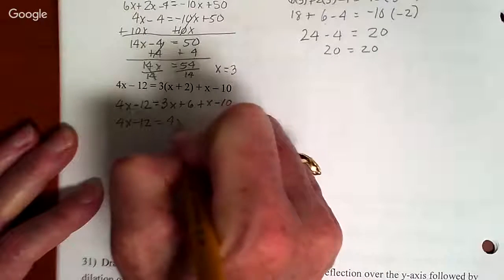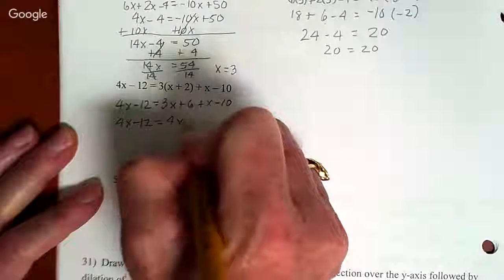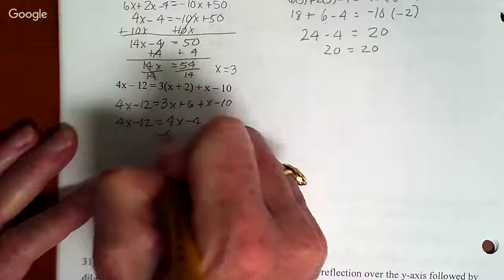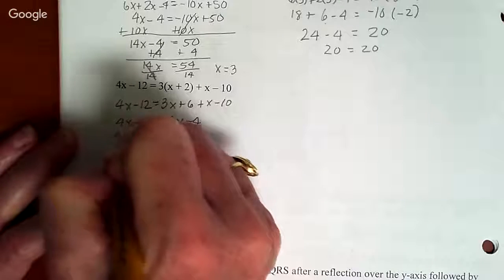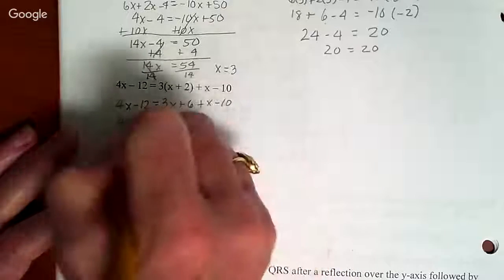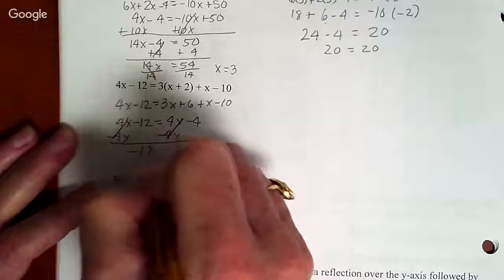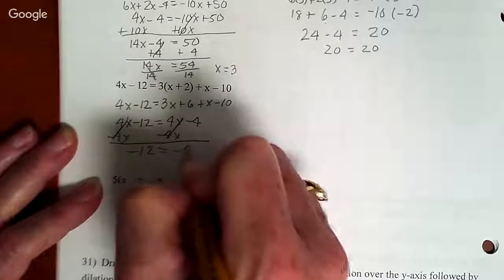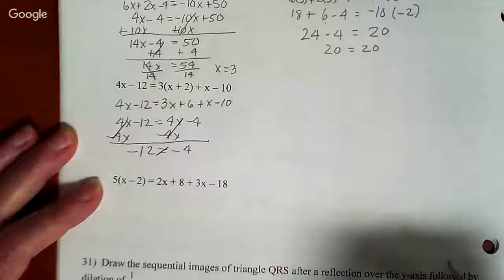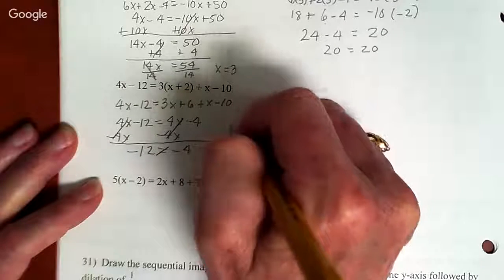4x minus 4. So subtract 4x from both sides. And I have -12 equals -4, and it does not equal. So here we have no solution.